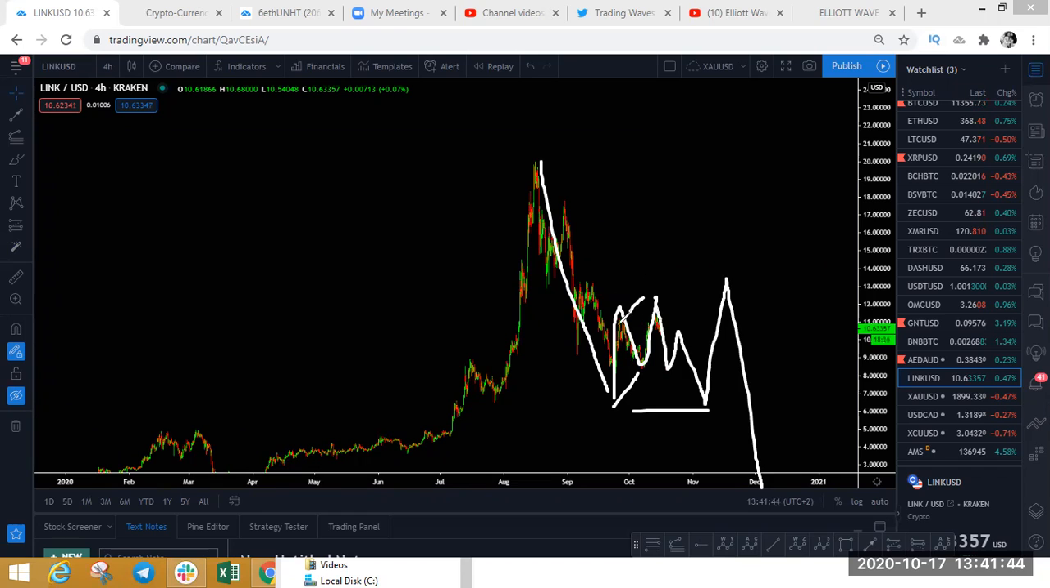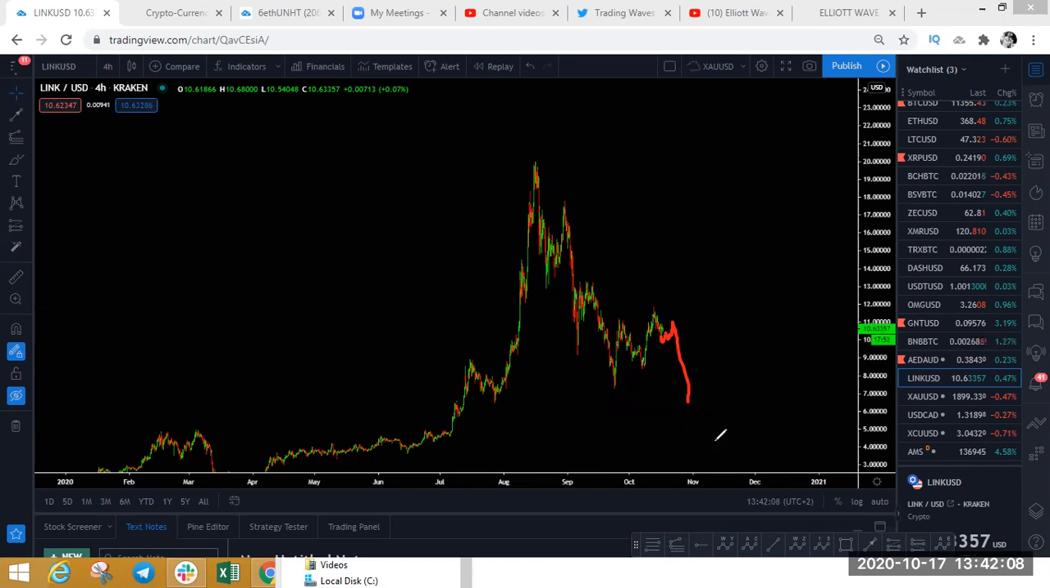So this becomes a flat correction with 1, 2, 3 A, 1, 2, 3 B, 5 wave C, and then we look for downside. Then the bigger structure will be A, assuming that this is a diagonal, A, a big B, and a C. Right, so what do you look for? You look for continuation patterns to the downside.